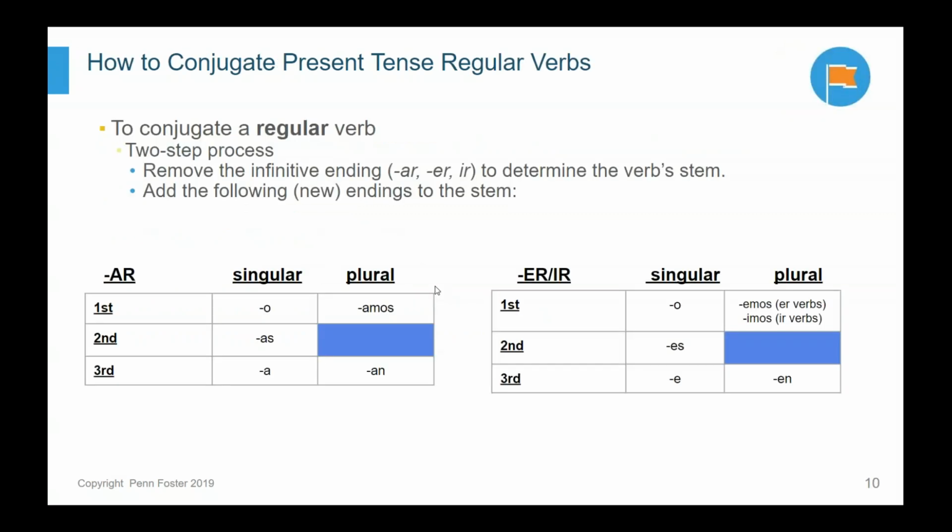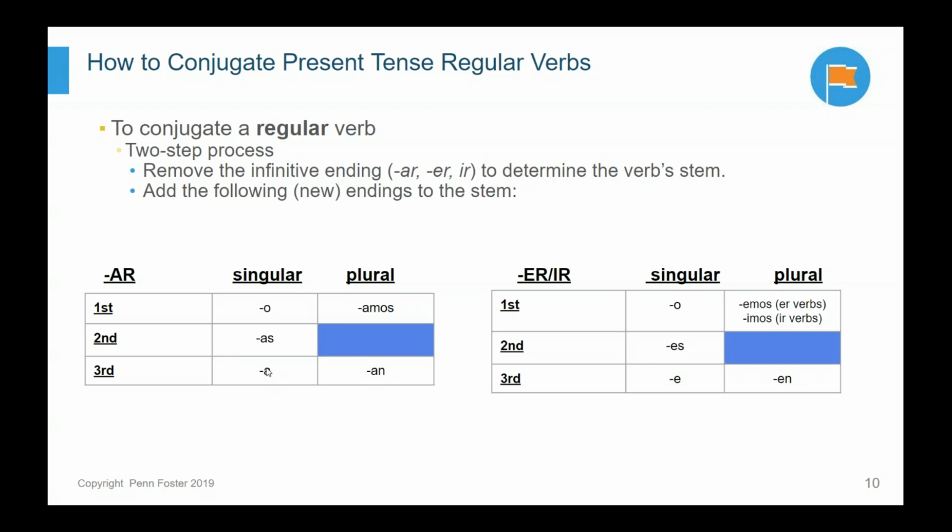So now we'll dive a little bit deeper into conjugation rules, specifically here with present tense. And remember, the conjugation is this idea of forming a verb form with subject-verb agreement. So when we conjugate a verb, we're going to have a two-step process. The first thing is look at the infinitive, remove the infinitive ending, AR, ER, or IR, to determine the verb stem. And then you're going to add the following new endings to the stem, as you can see here.